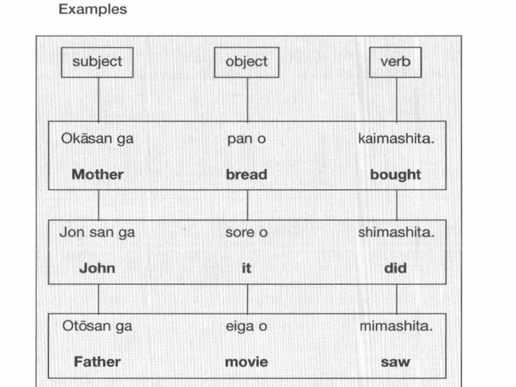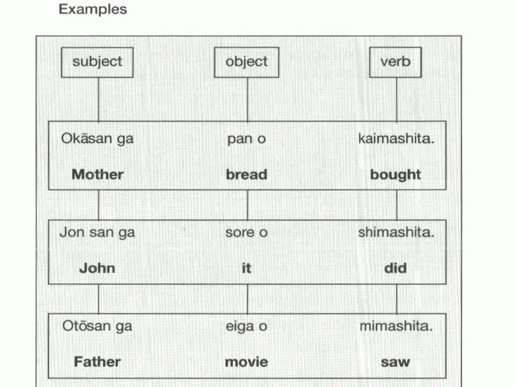In the following examples, we have subject-object-verb sentences. We begin with お母さんがパンを買いました. Mother, bread, bought. In this sentence, our subject is mother, お母さん. Our object is bread, パン. And our verb is 買いました, which is bought.